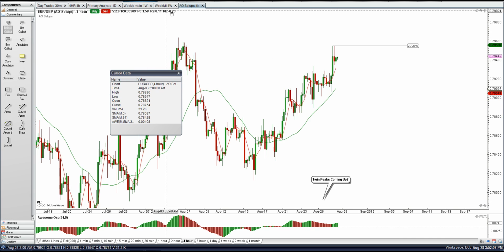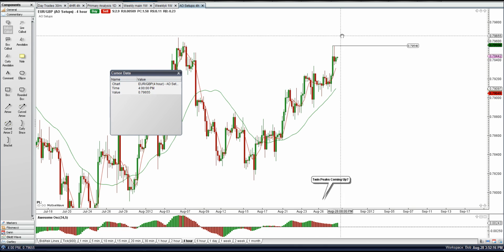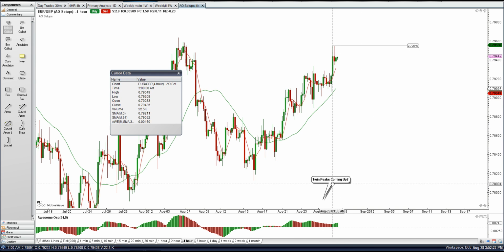Euro pound, here we have a sideways saucer, waiting for a close above 79.55. But I would not take that. We're looking at triple divergence here between here, here. Even if this does make a new high, it's still going to be divergence against this last high. So I have a note here, Twin Peaks coming up. If that happens, we get a new high, we'll wait for a red bar and we'll short the close below that first candle in that red bar.